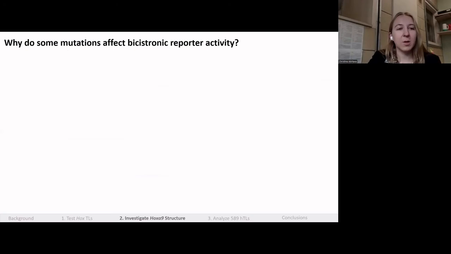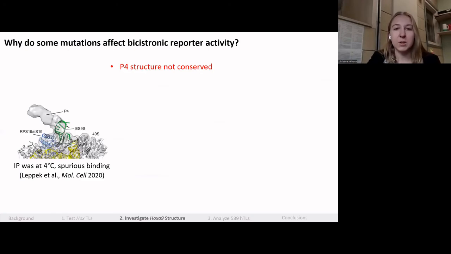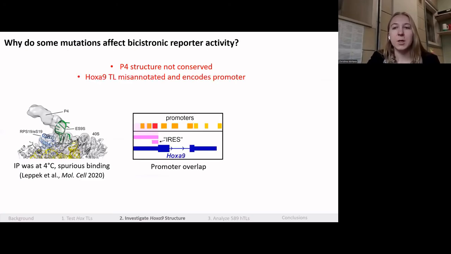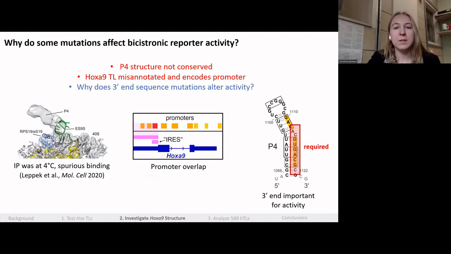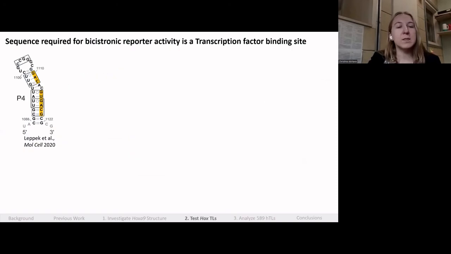So far, we found that the HOXA9 structure is not conserved and that the transcript leader contains a promoter and is misannotated. But what would explain the reporter or the F-Luc activity they saw when they deleted the 3' end of this P4 stem loop? So why does deletion of this region impact the bicistronic reporter activity? So we next looked more closely into this 3' end of the HOXA9 P4 region.